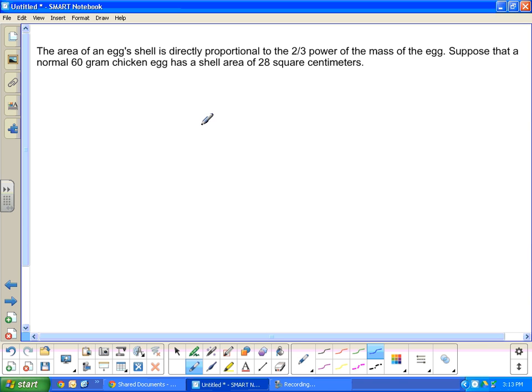So first thing I have to do is define variables. We should always define variables so when I use them, you know what I'm talking about. So I'm going to let S equal the number of square centimeters. And I'm going to let M equal the number of grams, because M for mass.